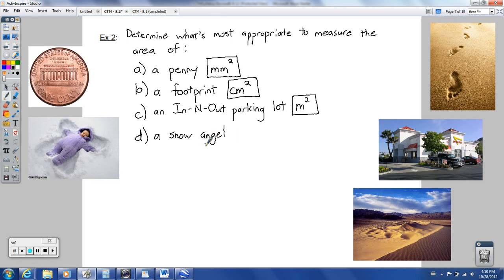But snow angels here where we live, in the Quartz Hill, Lancaster, Palmdale area, not so many opportunities to do that. But I would say what would be best is probably centimeters squared, maybe meters squared. So I'll put centimeters squared. I think that is the best one, especially with a little baby like that.